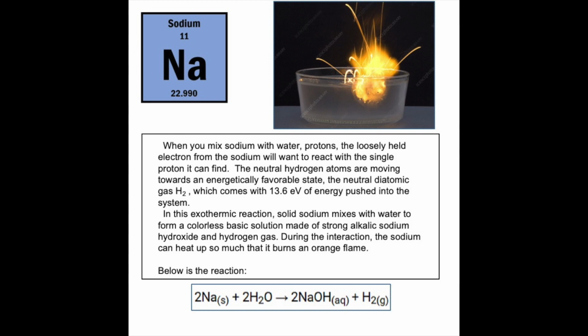In this exothermic reaction, solid sodium mixes with water to form a colorless basic solution, made of strong alkalic sodium hydroxide and hydrogen gas. During the interaction, the sodium can heat up so much that it burns an orange flame. Below is the reaction.